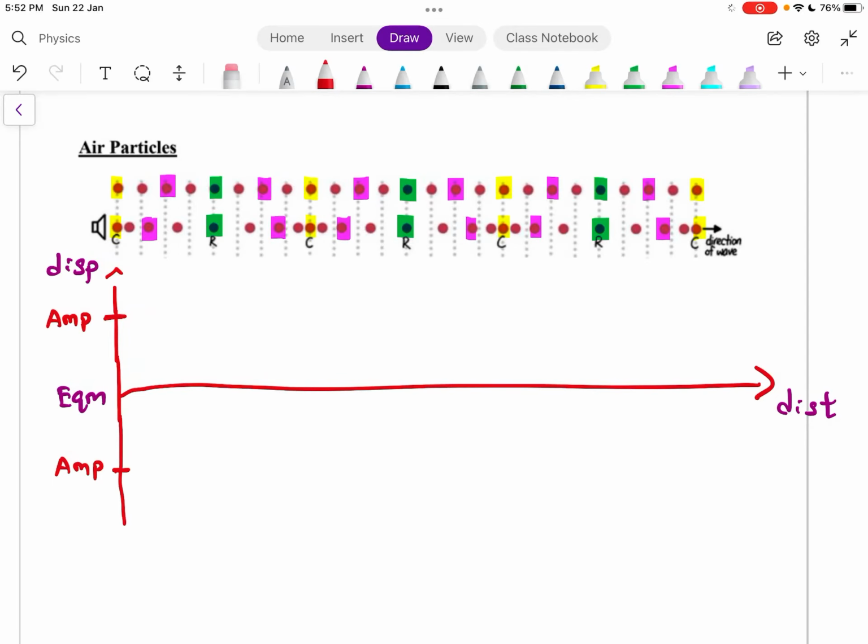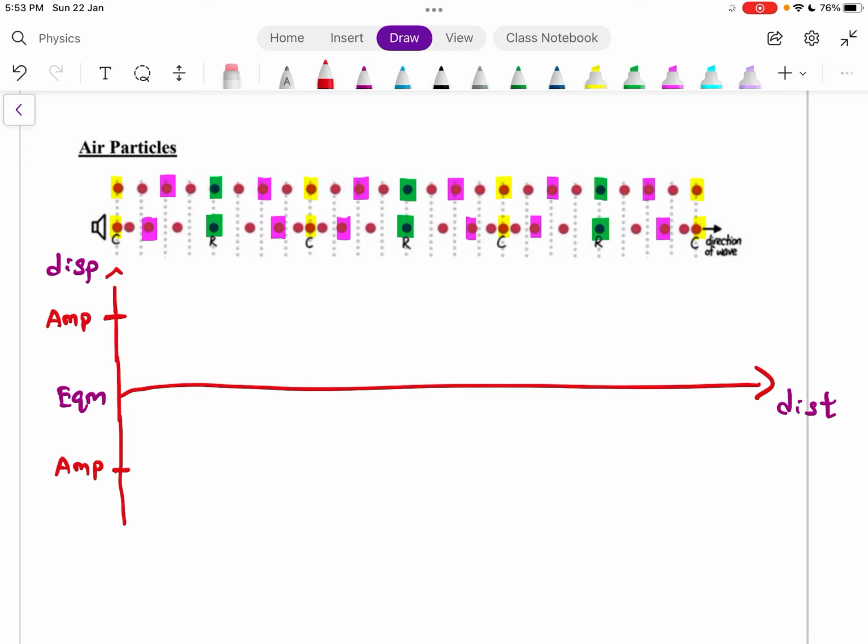Alright, so now let's translate our air particles into some displacement distance graph. Okay, so first thing, how do I translate the movement of the particles on the graph, right? So of course, we start off with the compression and rarefaction, because we know that for compression and rarefaction, the displacement from the EQM is actually zero. So you can see, right, for the yellow shaded region and the green color shaded region, they are all known as your compression and rarefaction.